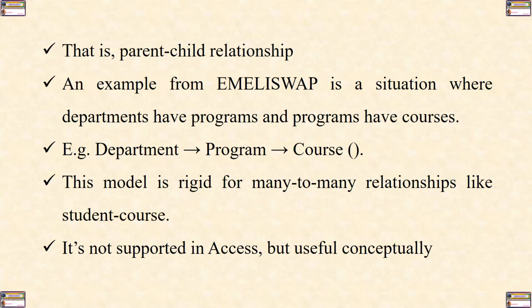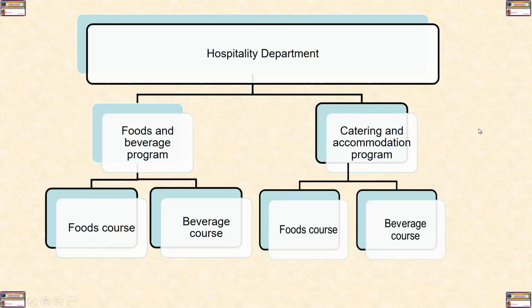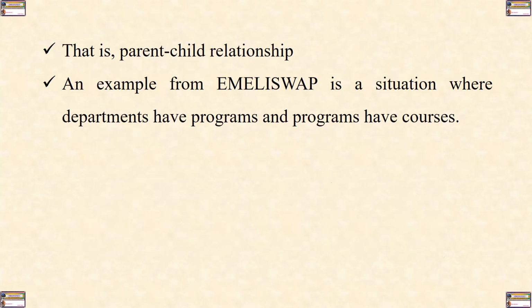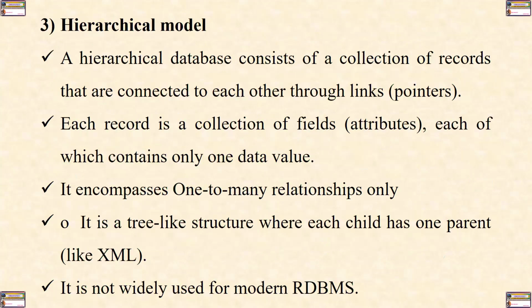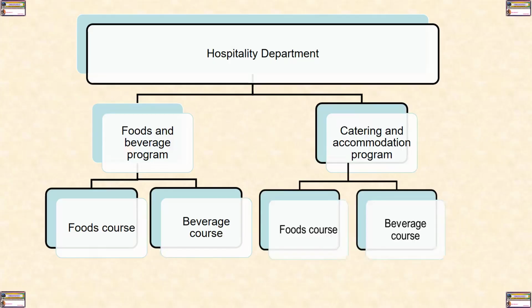So the two models that are supported in Microsoft Access are the ERD model and the relational or relationship model. So this is how a network model, that is, this model we have discussed, not network but hierarchical. This is how our hierarchical model looks, just as I've said. That's how we represent it.